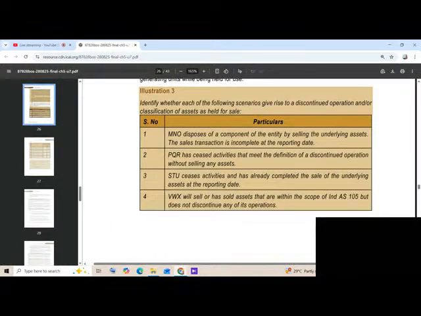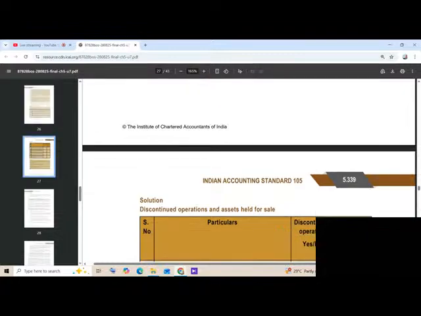Identify whether each of the following scenarios gives rise to a discontinued operation and or classification of asset as held for sale. MNO disposes of a component of the entity by selling the underlying assets. The sale transaction is incomplete at the reporting date. Yes, discontinued operation. Yes, and asset held for sale, I think, will also be yes.